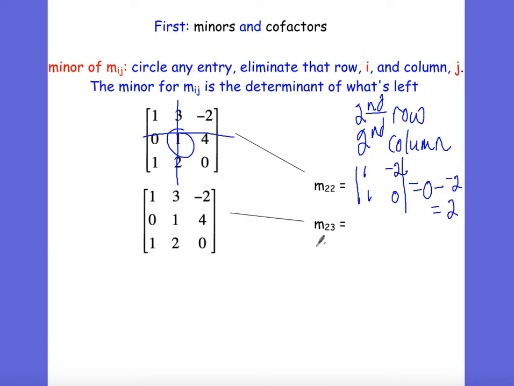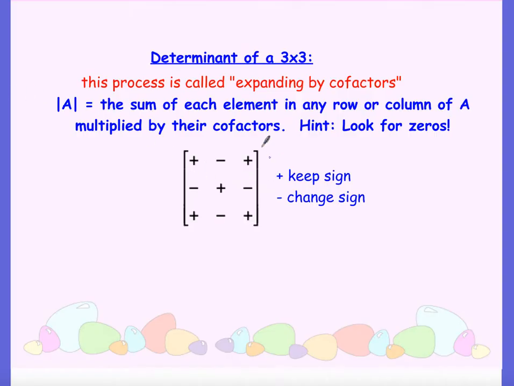Okay, let's do it for 2, 3. So that means we're going to eliminate the second row, eliminate the third column, and then take the determinant of what is left behind. So 1, 3, 1, 2. So this becomes 2 minus 3, which is equal to negative 1. So the minor is the determinant of what's left after you've crossed off that row and column. We're going to put this all together between finding the minors and using the signs of the numbers that are left.